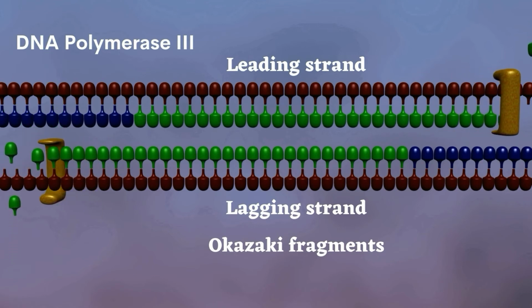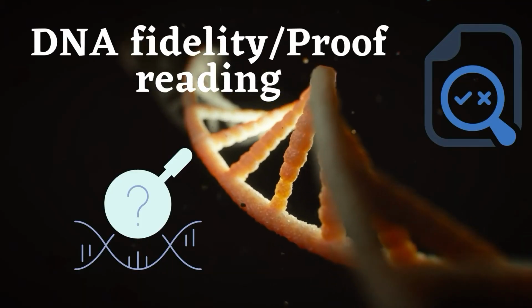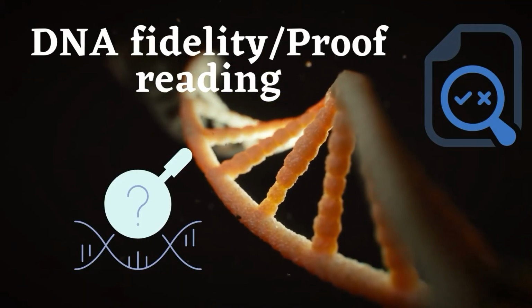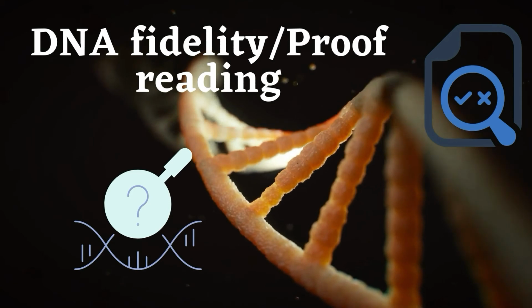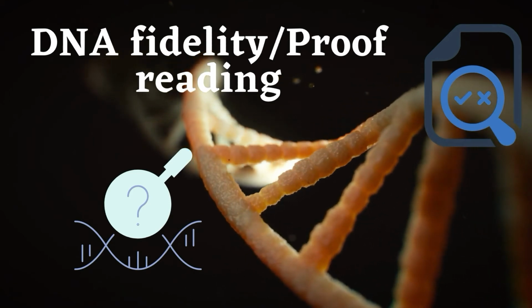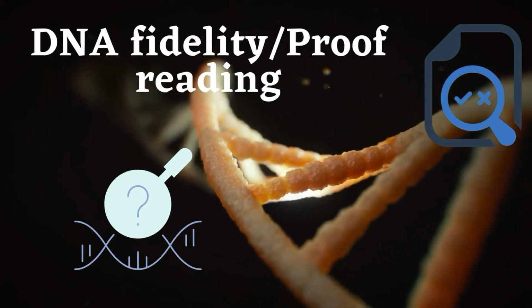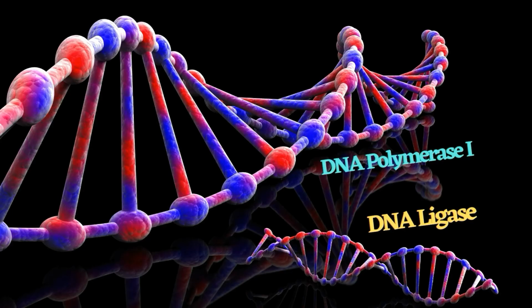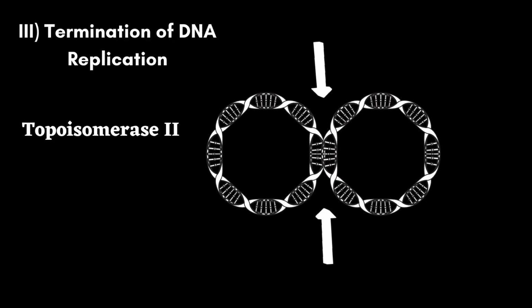DNA polymerase also has exonuclease activity, and it checks for any error and replaces the mismatched nucleotide with the correct one. This is the proofreading property of DNA polymerase. Next, DNA polymerase 1 will bind and remove the RNA primer and replace it with deoxyribonucleotides, and the final gaps are sealed by DNA ligase.